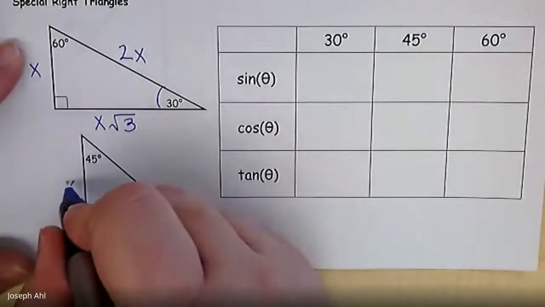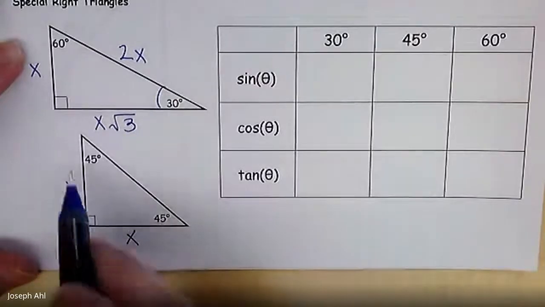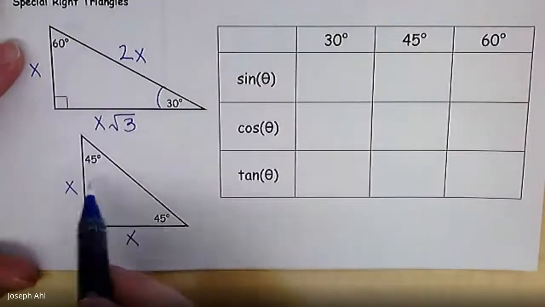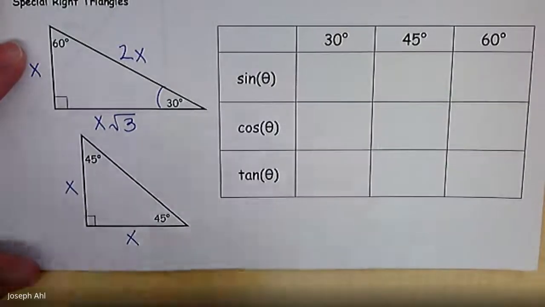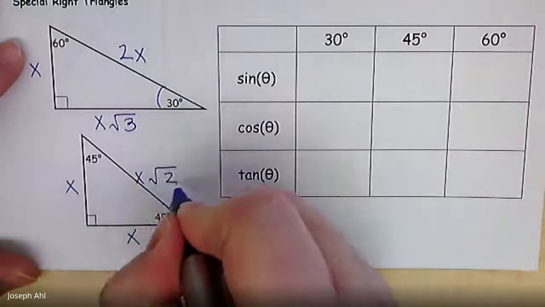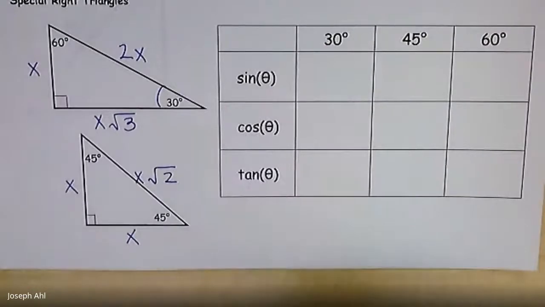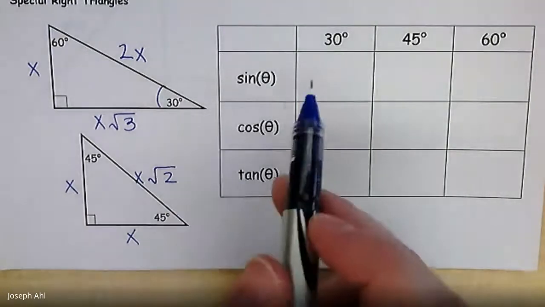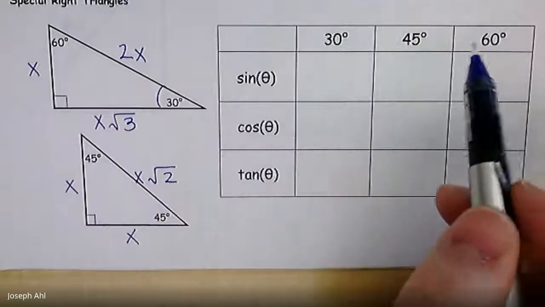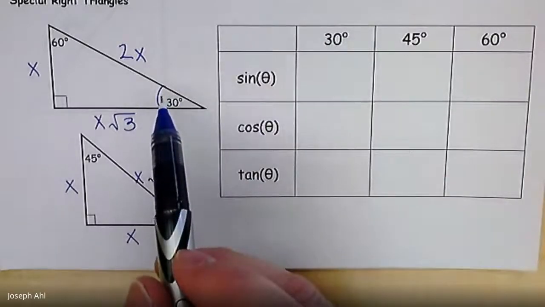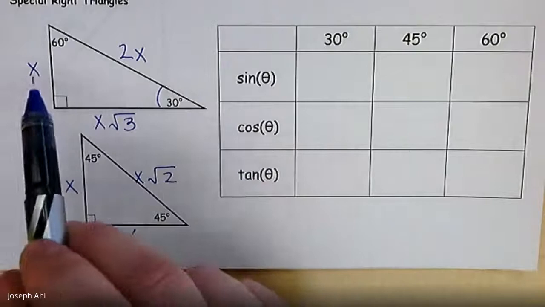In a 45-45 triangle, since it's isosceles with these angles being equal, these two legs have to be the same. So in general, if you call those both x, the pattern for the hypotenuse is that it would be x times radical 2. Okay. So then from there, if you want to figure out what sine of theta is, given these different values of theta, 30, 45, or 60, we can do that pretty easily just by looking at the triangle, that sine is opposite over hypotenuse.